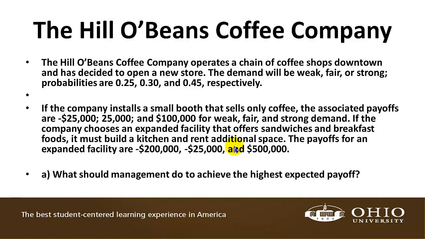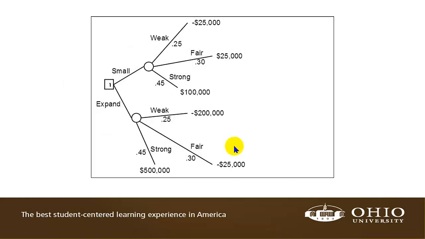So let's look at what this decision tree would look like. We have our two options, our two ultimate decision-making conditions. Either we're going to build a small facility or expand the existing facility. And we know that there is going to be either a weak, fair, or strong customer behavior, and that's going to apply for both the small and the expanded. So we have the weak, fair, strong as well.